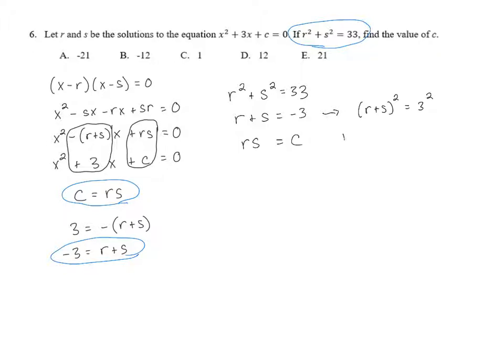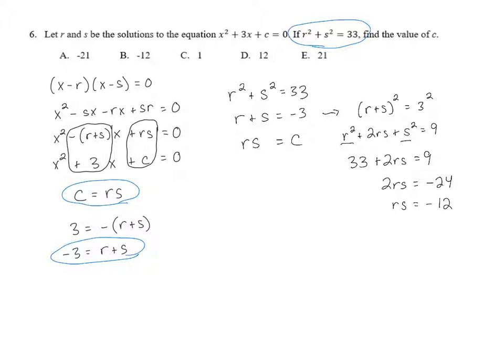And if you multiply that out, you get r squared plus 2rs plus s squared equals 9. But we know that r squared plus s squared is 33 from the other equation. So if we replace that with 33, we have 33 plus 2rs equals 9. We can get rs alone here by subtracting 33 and dividing by 2. If we subtract 33, that gives us 2rs equals -24. And if we divide by 2, that gives us rs equals -12.